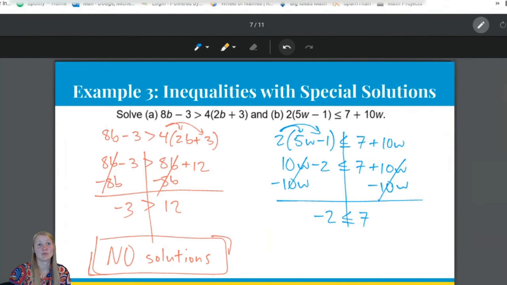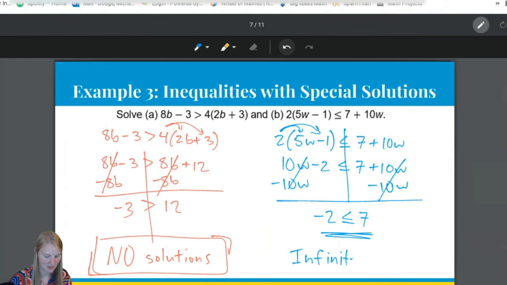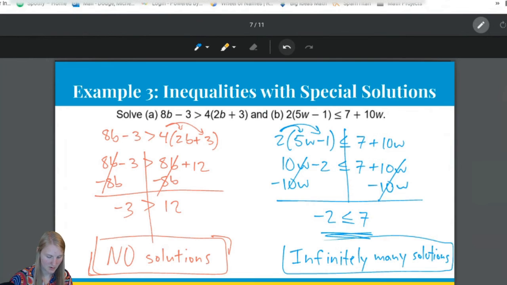And wait, that is true. That's totally true. So because this is a true statement, we end with something that is true, that means that no matter what you put in here, no matter what number you make w, you will always have a solution to this inequality. So this is infinitely many solutions, because we always get something that is true in the end.